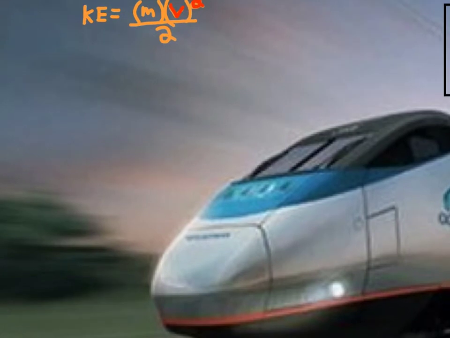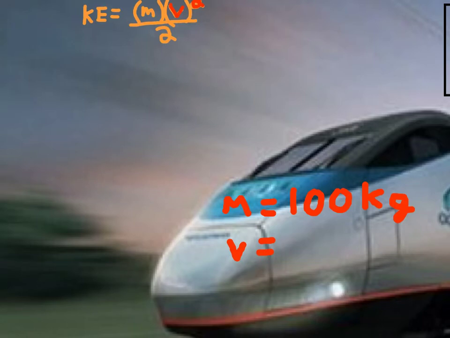Let's say the mass of our train is, how about 100 kilograms. So that would be the mass. And let's say the velocity of our train is, how about it's barely moving. Let's make it go really barely at all: 5 meters per second. Now let's use that to calculate kinetic energy, how much energy it has.